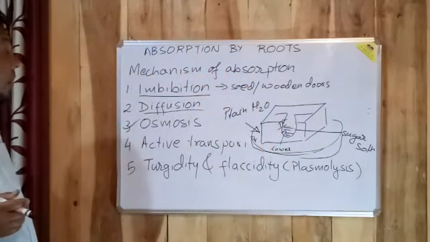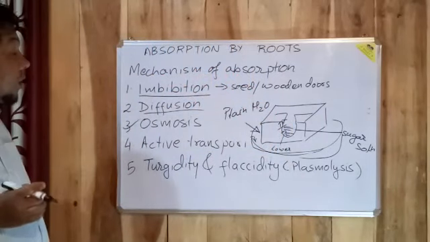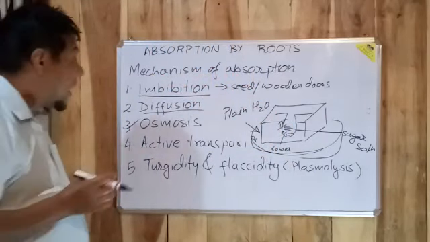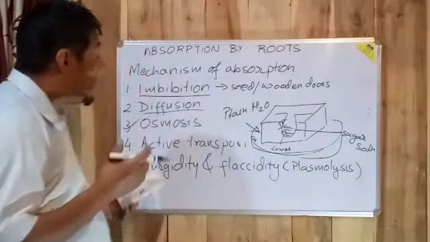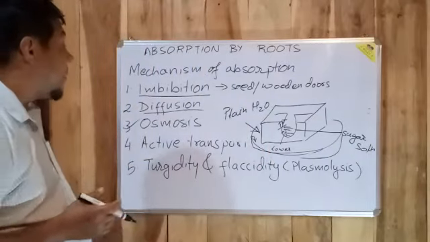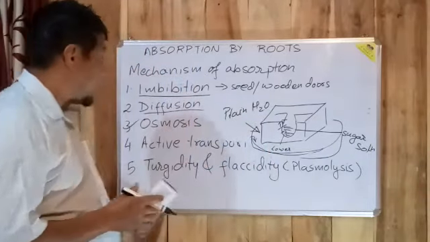The movement of water molecules from a region of lower sugar concentration to a region of higher sugar concentration, separated by a semi-permeable membrane, is known as osmosis.